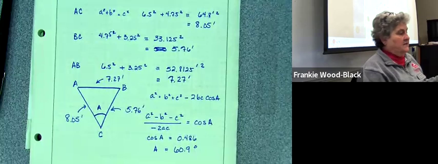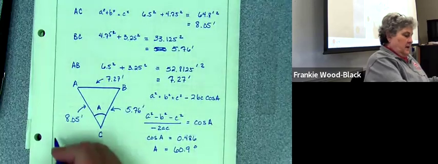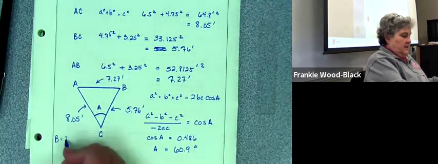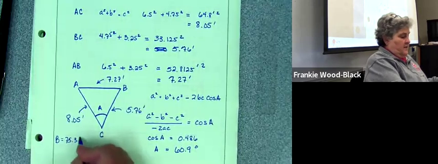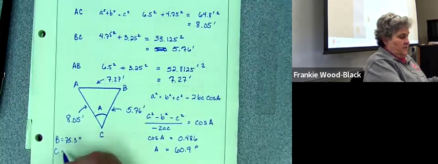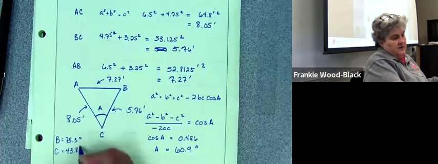And then we can use the law of sines to find the other ones. And you'll get that B is equal to 75.3 degrees and C will equal 43.8 degrees.